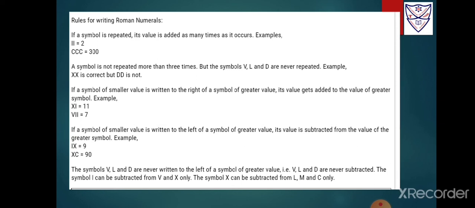The symbols V, L and D are never written to the left of a symbol of greater value. That is, V, L and D are never subtracted. The symbol I can be subtracted from V and X only. The symbol X can be subtracted from L, M and C only.